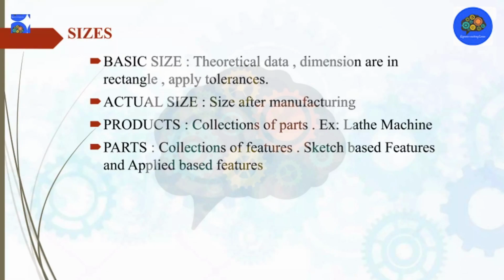Next thing is these are all the sizes: the basic size, the theoretical data, the dimensions, rectangular and applications of tolerance can be used. The actual size of the manufacturing product can be easily found, and the product is a collection of parts. Example, a lathe machine has a number of parts, right? So we can create the number of parts, and the parts are a collection of features. Okay, a single product means a collection of parts, and the parts mean a collection of features like sketch based features and applied features, application based features.